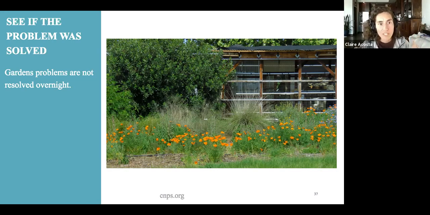If you execute a bunch of plans at once, like I'm going to apply neem, prune, get rid of this, move that, replant, it's hard to know what worked if it works, and it's hard to know what didn't work if it doesn't work. So doing it one by one is kind of doing the trial and error thing.